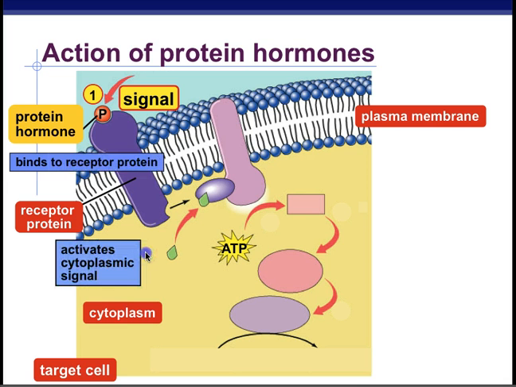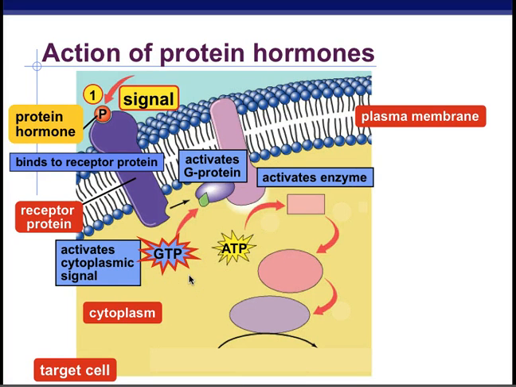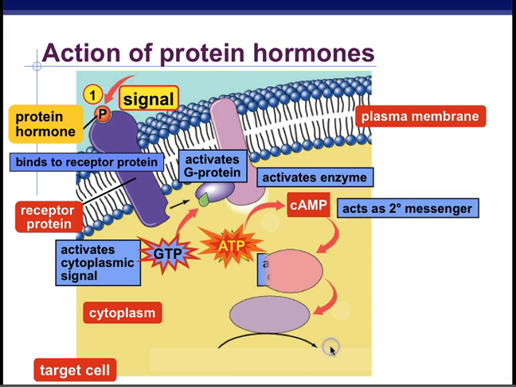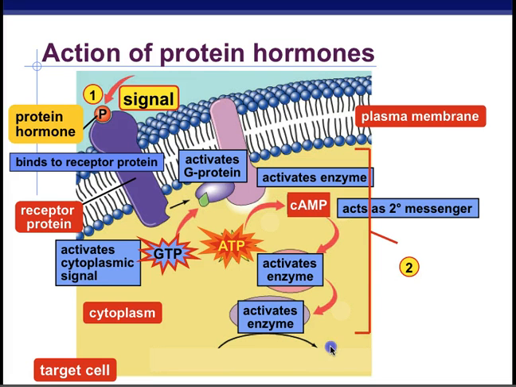Here's our protein hormone. Step 1, signal: it binds to the receptor protein, the big purple thing, and activates a cytoplasmic signal, GTP. You remember this. It activates a G protein, which activates an enzyme, and you remember the G protein signaling, which releases ATP and then causes a cascade effect. So cyclic AMP acts as a secondary messenger, activates an enzyme, which activates another enzyme, and that's called transduction.